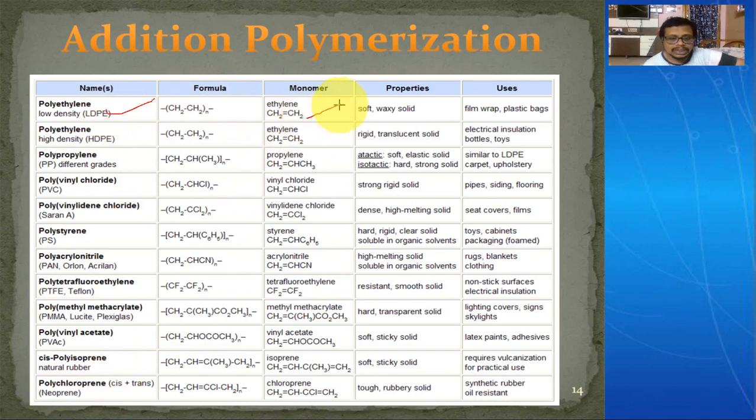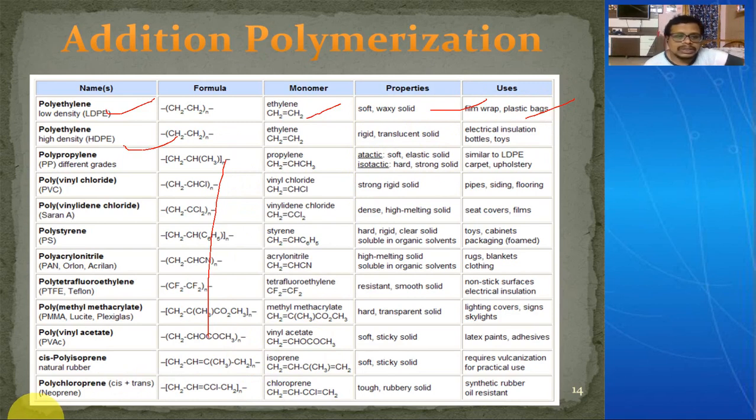Okay, so these are some examples like polythene, ethylene, and you know about hydrogens. You know about these things. These are some examples. These are uses. This will be used in the case of plastics. Okay, these are all plastics. These are some more examples.